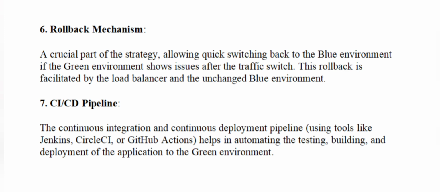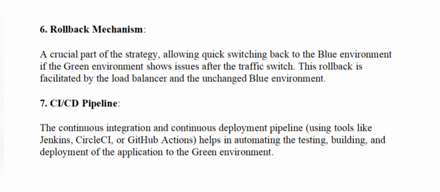The sixth component is rollback mechanism. This is a very crucial part of the strategy. It allows quick switching back to the blue environment if the green environment shows issues after the traffic switch. This rollback is facilitated by the load balancer and the unchanged blue environment.